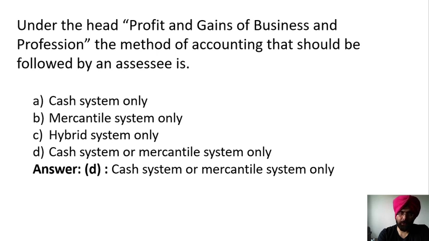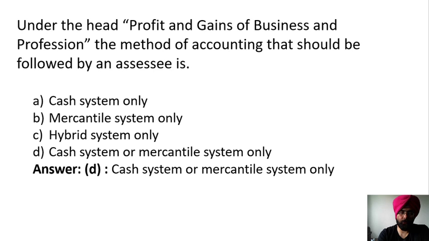Suppose rent of the building is due but is not paid, then the entry is made in the books of account and the expense is claimed in the books of account. But in the cash system, rent will be recorded when it is paid. It is not recorded on an accrual basis. So whatever method the assessee follows, it has to follow regularly.